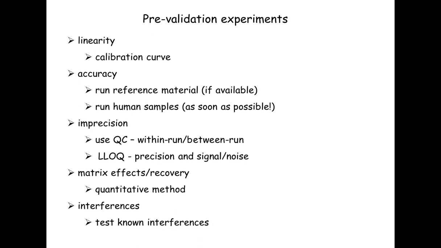It's also a good idea to check your lower limit of quantitation to see if you're getting the sensitivity that you need. And we can do this looking at the precision of the measurements or signal to noise, and we'll get to all of these later. It's also a good idea to test your method for matrix effect and for extraction recovery. And then it's also good to test known interferences. For example, if you want to measure testosterone, DHEA has the same mass, so you want to make sure that you can measure testosterone and DHEA independently.